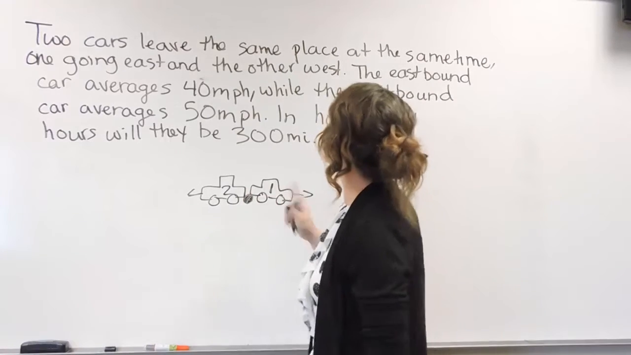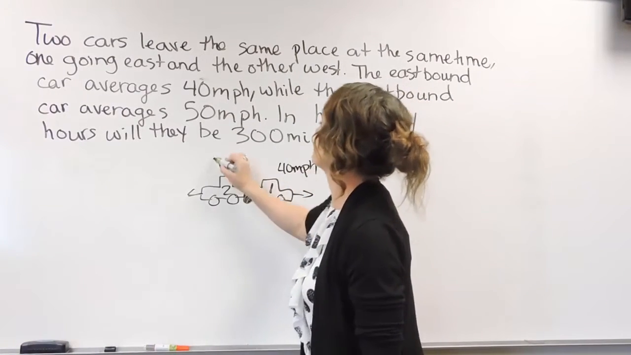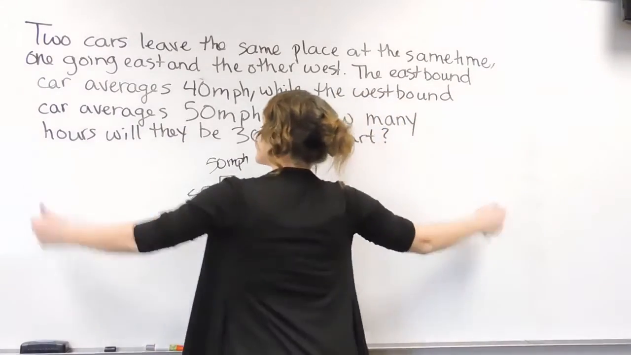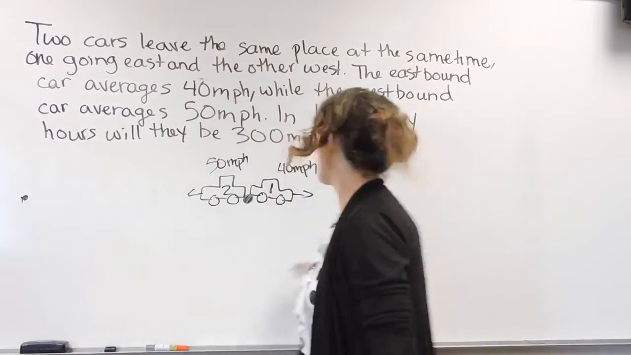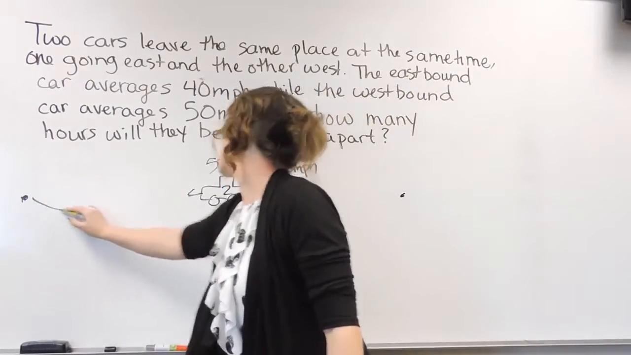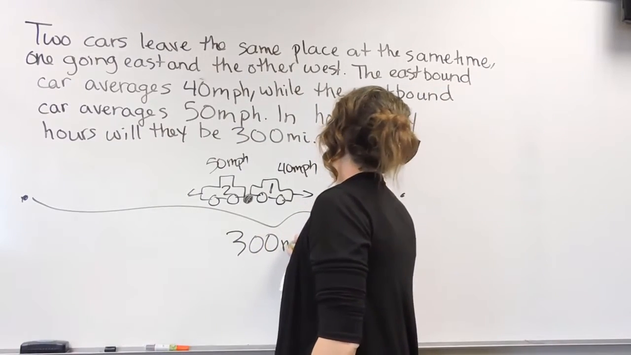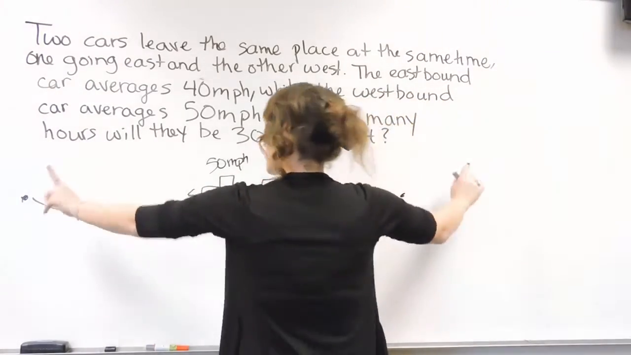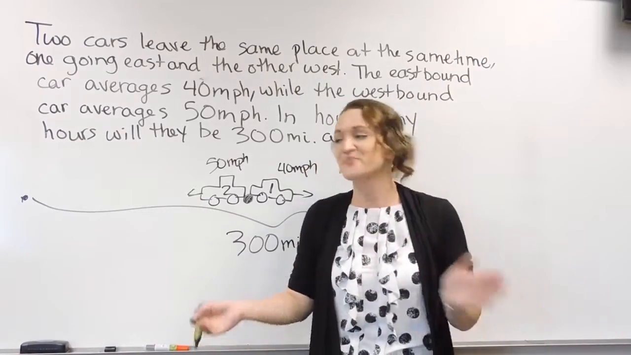One of them is going 40 miles an hour, so let's just say this one's going 40 miles an hour, and this one's going 50 miles an hour. They're going to go off in different directions, and we want to know how many hours it's going to take them to get 300 miles apart. They'll go off until they reach this magic distance of 300 miles apart.